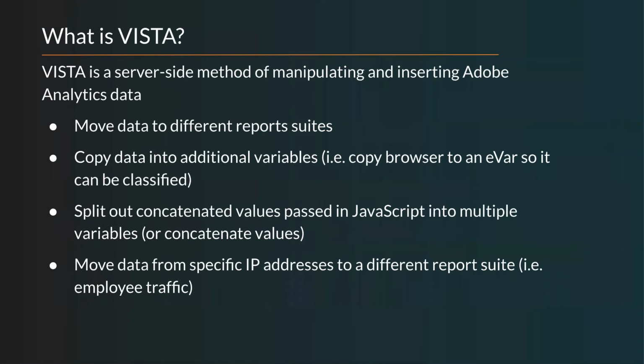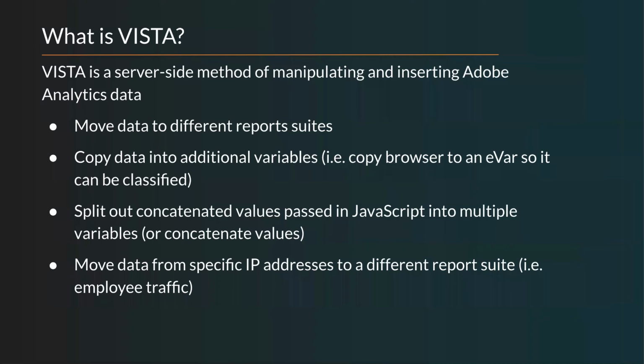So for example, as many of you may know, if you have an out-of-the-box report, like browser or screen height, you can't actually use SAINT classifications on an out-of-the-box report. So there's been cases where some people have said, I'm going to use a VISTA rule to copy some of the out-of-the-box data into an eVar or an sProp, so then later I can use SAINT classifications. But again, nowadays, some of that can be done through dynamic tagging, and some of it can be done in Adobe Launch.